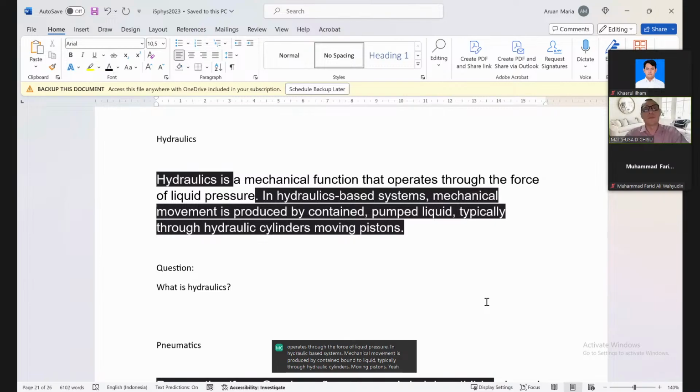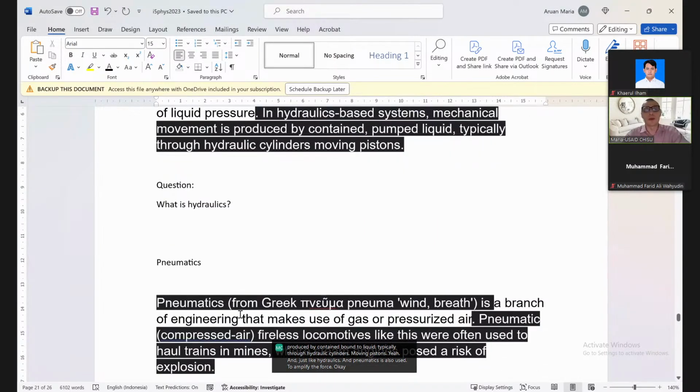And just like hydraulics, pneumatics is also used to amplify the force. Pneumatics is a branch of engineering that makes use of gas or pressurized air. Pneumatics, compressed air, fireless locomotives like this were often used to haul trains in mines where steam engines posed a risk of explosion.